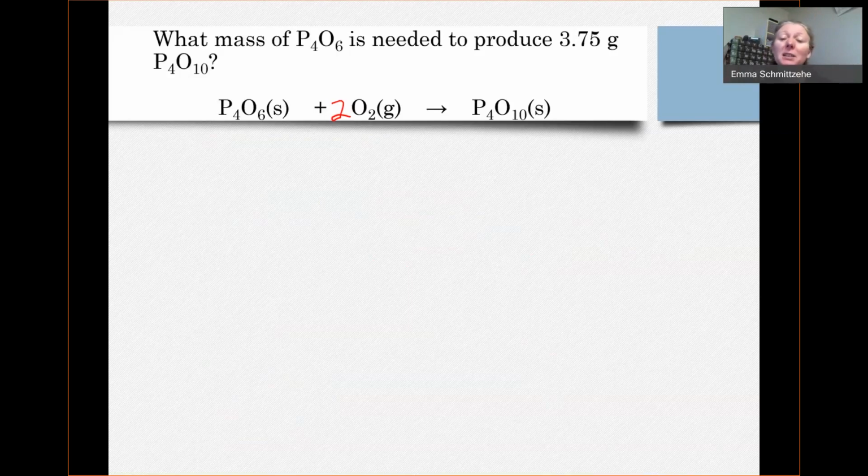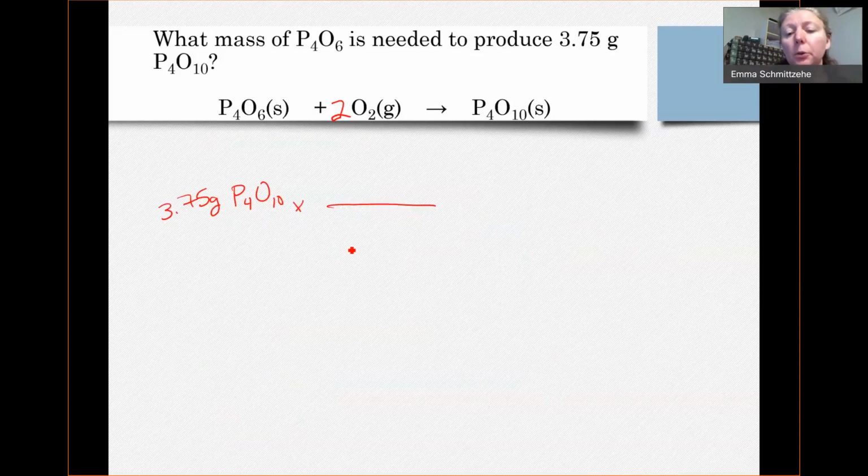Okay, and it really doesn't matter where you're starting in the chemical equation. Whether you're starting with reactants or products, it doesn't matter. It's always the same process. Convert what you have to moles. Once you have moles, set up a mole to mole ratio, and then convert to whatever units you want. So in this case, we start with the 3.75 grams of P4O10, because that's what we were given, and we need to get it to moles.